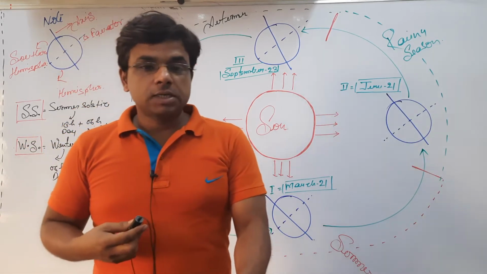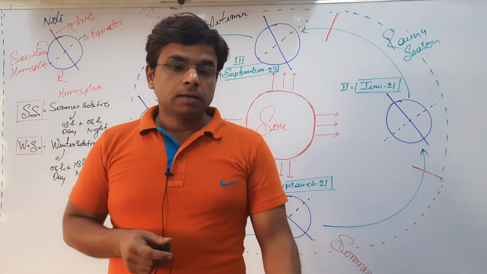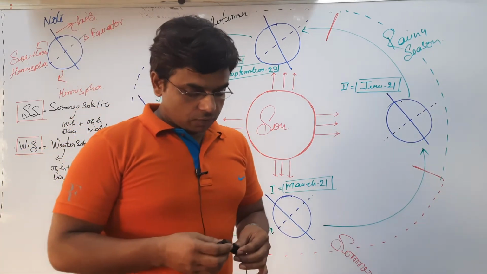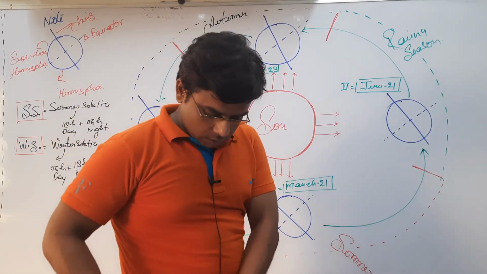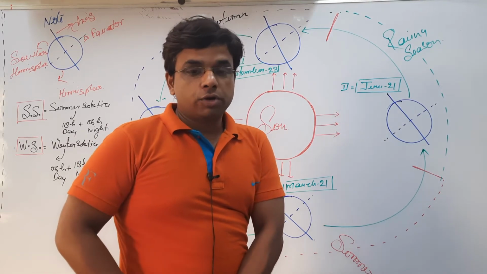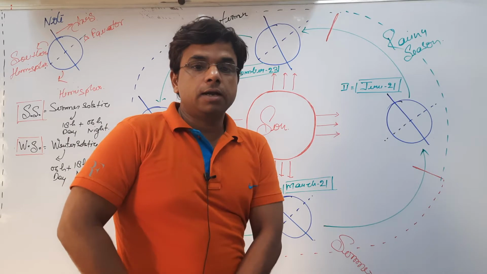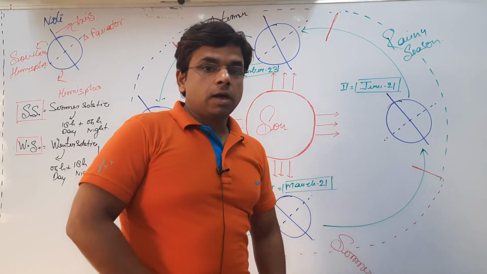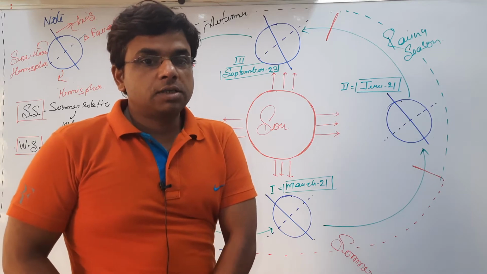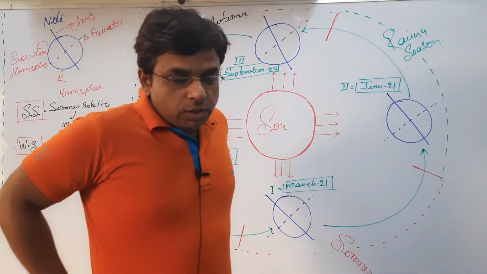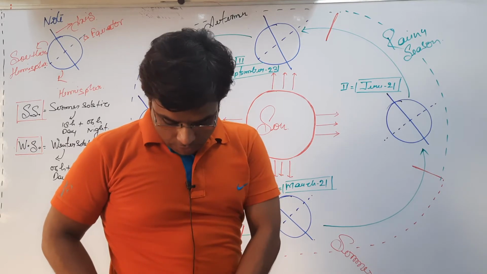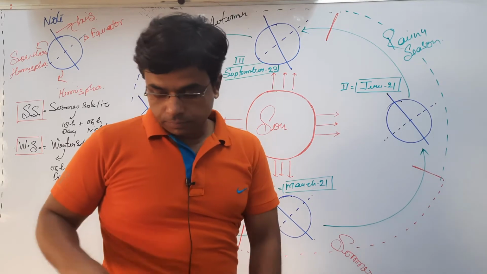We were discussing the topic motion of the earth, and in the motion of the earth we are done with three parts, that means the rotation, Coriolis force and revolution. And today, in the last part of this topic, we are going to discuss the revolution of the earth.